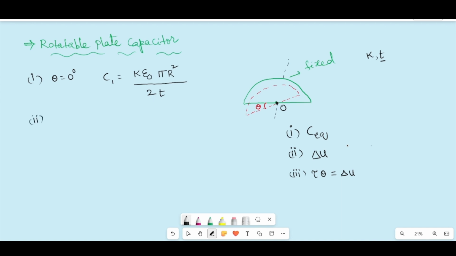See here, when it is rotated by an angle theta, and of course across these two plates we connected a potential difference V, after rotating it by an angle theta, we can assume it is a combination of two capacitors. One part of the capacitor has air between the plates, and the remaining part of the capacitor has dielectric constant K, but not the complete area. Some of the area of the capacitor plate is in air. So after rotating by angle theta, two capacitors are there, connected in parallel. Let us calculate C2, the capacitor which has air as its dielectric medium between the plates.